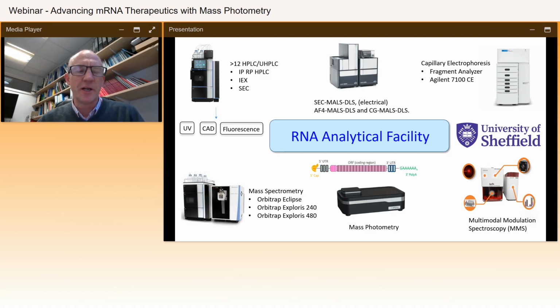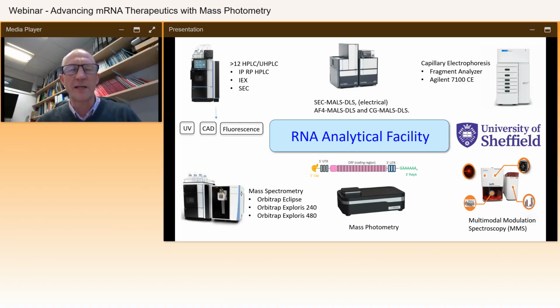So just by way of introduction, my research group really focuses on the development and application of analytical techniques to characterize mRNA medicines and oligonucleotide therapeutics. Here at the University of Sheffield, we've established a dedicated RNA analytical facility that houses a wide range of state-of-the-art analytical techniques. We develop new assays to look at some of the emerging challenges in characterizing mRNA therapeutics. In particular, we've worked on bioseparations and biological mass spectrometry for over 20 years now. These are really the two main techniques that we use and develop in my research group to characterize mRNA medicines.